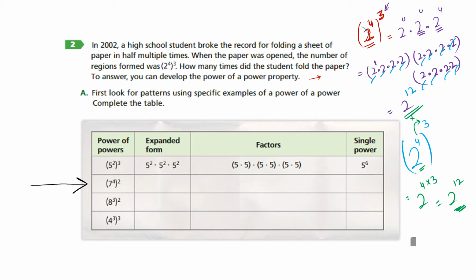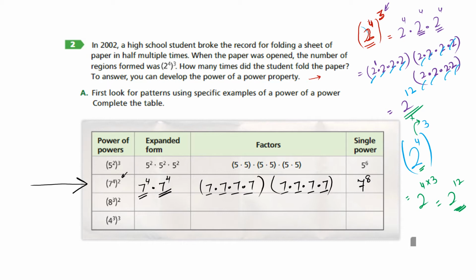Let me solve one question, and the rest you will solve. 7 to the power of 4 is written in the bracket and outside the bracket power 2 is written. So how many times will we write 7 to the power of 4? 2 times. Now expand it: write the 7 four times, with multiplication in between them. For the next 7 to the power of 4, again write the 7 four times. Now solve it. 7 is the base. How many times did you write the 7? 1, 2, 3, 4, 5, 6, 7, 8. So 7 to the power of 8.